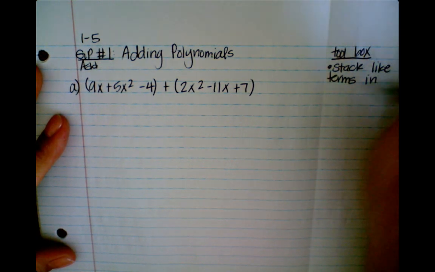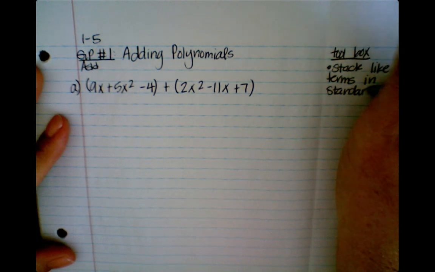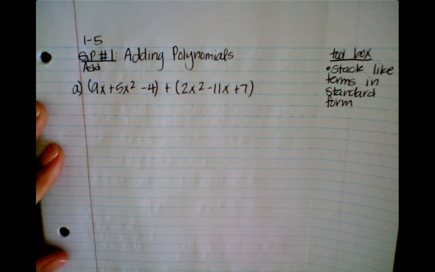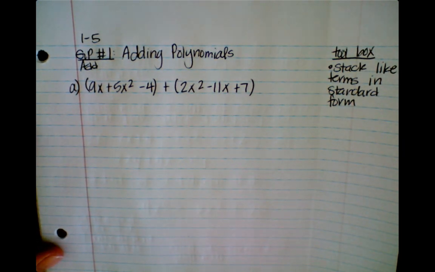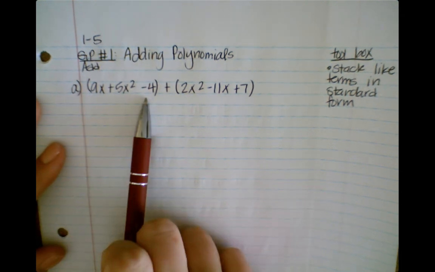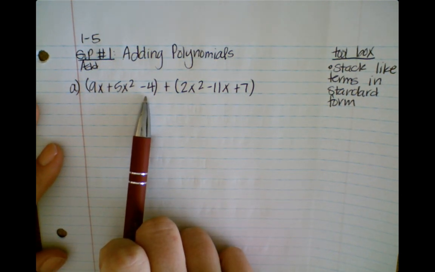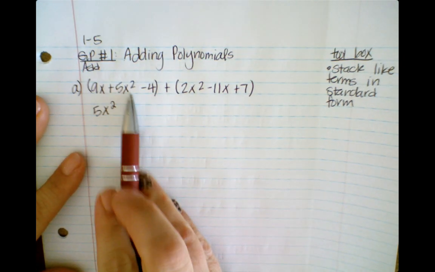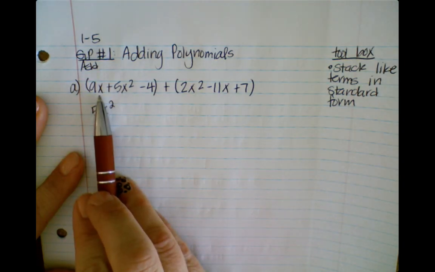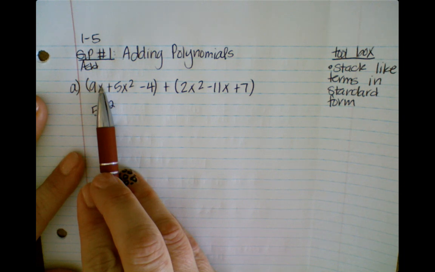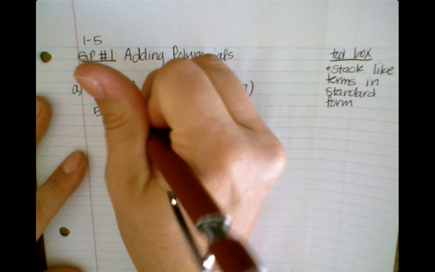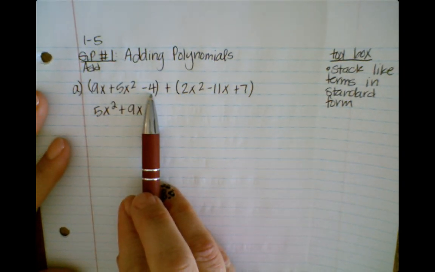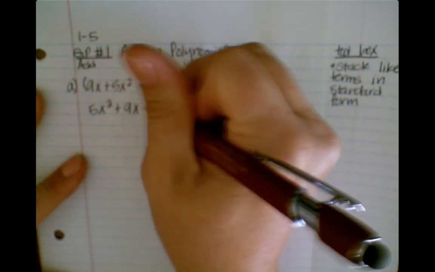in standard form. So we just talked about standard form in the vocab, and standard form is where you list your terms in order from the highest degree to the lowest degree. So I'm going to take my first polynomial and write it in standard form. My highest degree term is 5x squared, and that's my second degree term. My first degree term, because this is x to the first power, is plus 9x. And then my constant is my 0 degree term because it doesn't have an x on it, so minus 4.